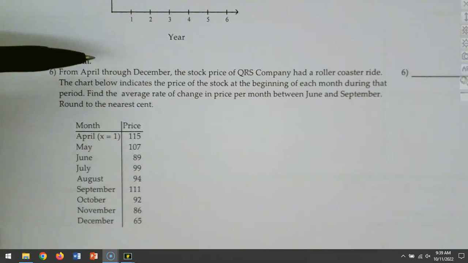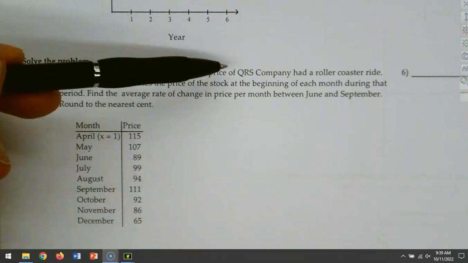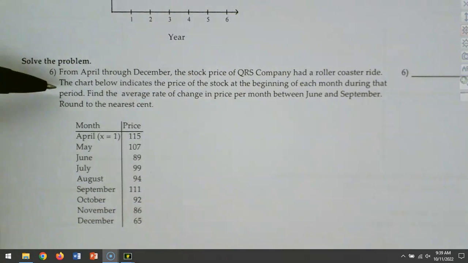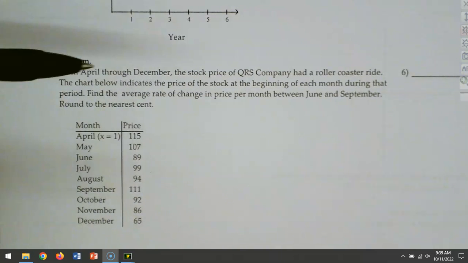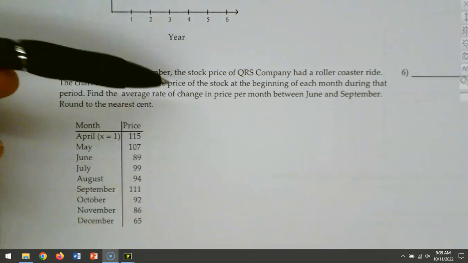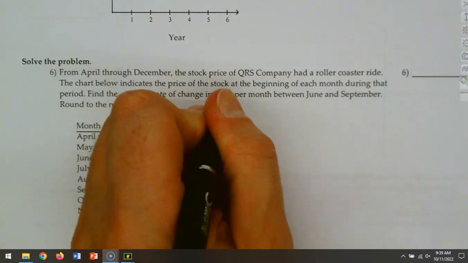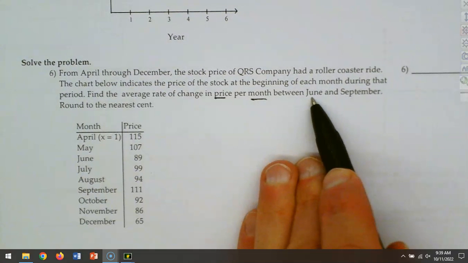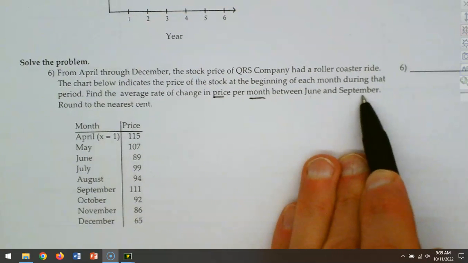From April through December, the stock price of the QRS company had a roller coaster ride. The chart below indicates the stock price at the beginning of each month during that period. Find the average rate of change in the price per month between June and September.